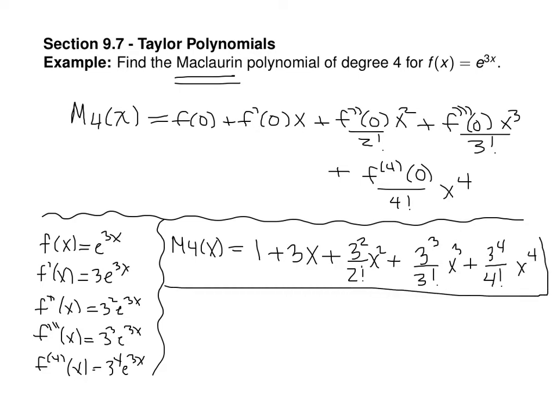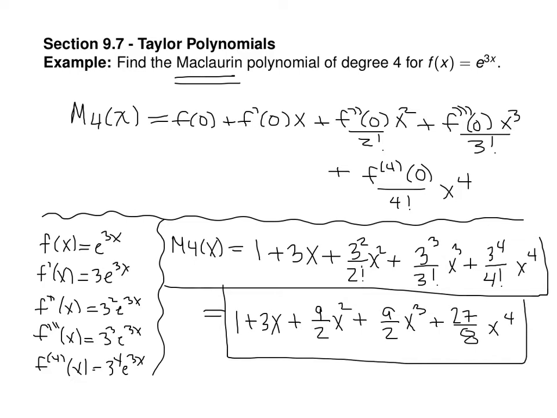If you choose to expand those powers, if you choose to multiply or expand out the coefficients, the squareds and cubes and fourth powers and factorials, you'll end up with 1 plus 3x plus 9 halves x squared plus, once again, 9 halves x to the third, and then plus 27 eighths x to the fourth. If you're putting problems in a WebAssign, it should take either answer as long as they are equivalent.